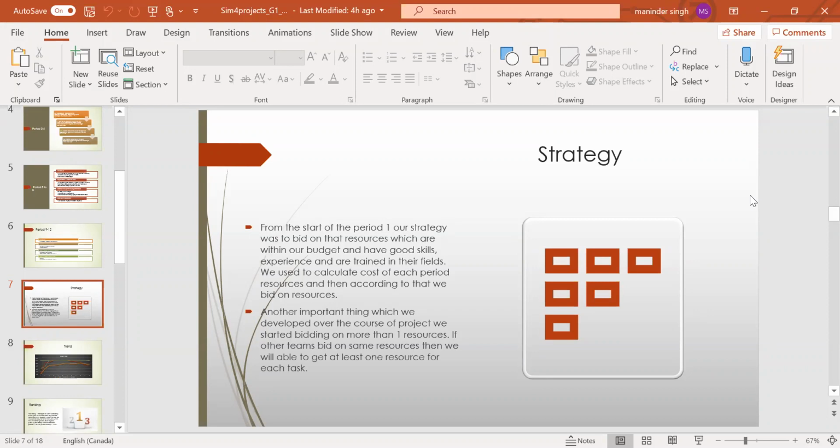Another important strategy we applied to our project is that we started bidding on more than one resource. We bid on two resources, like in our project we have two rough carpenters, so that we can divide the work accordingly, and this will not give extra burden to one person only. So this worked well for us. Next slide please.